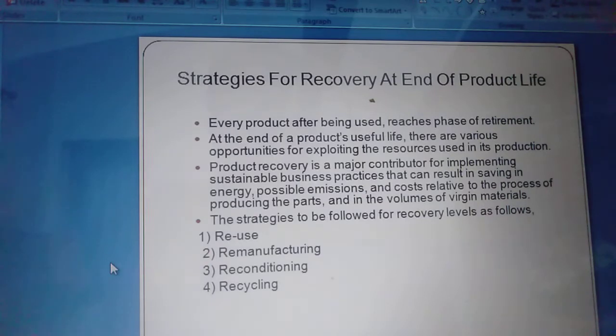The functionalities of the entire product or some of its parts can be recovered and re-employed for the same task or another task, or its original functionality can be restored and the product used as though new. The ultimate goal of product recovery is to retrieve the product's inherent value when the product no longer fulfills the user's desired needs. Here there are some strategies to be followed for recovery levels. The first one is reuse.